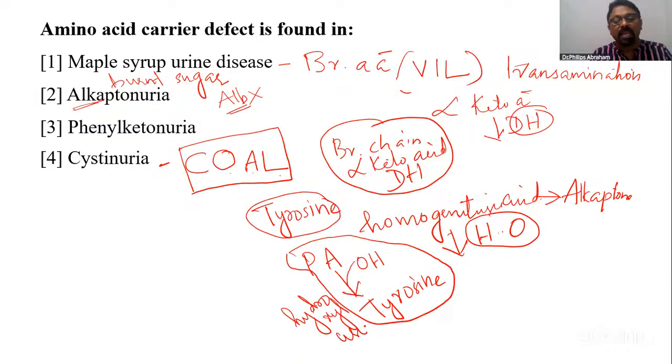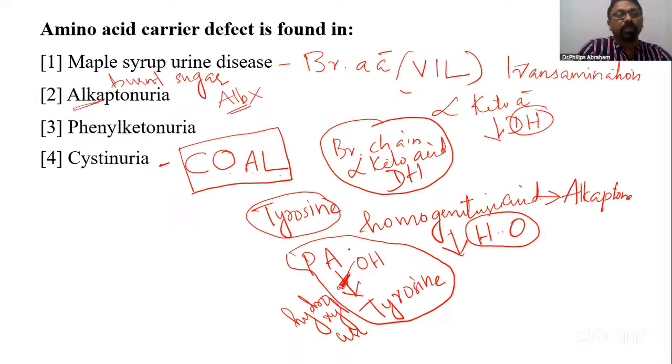And what happens in phenylalanine hydroxylase deficiency? Phenylalanine will be converted to phenyl ketones, phenyl acetate, like that. They are called phenyl ketones. So phenyl ketones in urine, phenylketonuria. That happens because of the deficiency of the enzyme phenylalanine hydroxylase that converts phenylalanine to tyrosine.